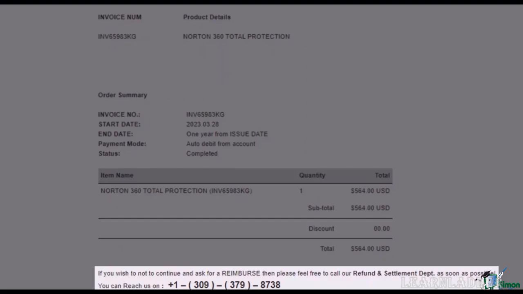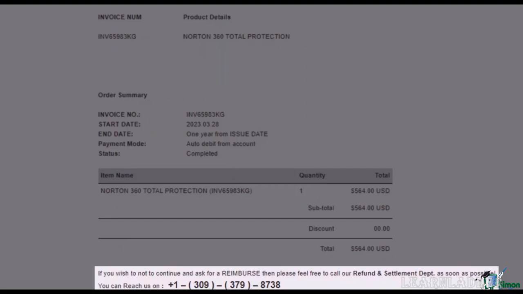But this has a few different grammatical issues with it. That use of "to not to continue," asking for "reimburse" rather than "reimbursement." There's also random capitalization. Then there's "you can reach us on" rather than "at." All of these are red flags. If this was an actual invoice from Norton, they would do a better job of spell checking and grammar checking.